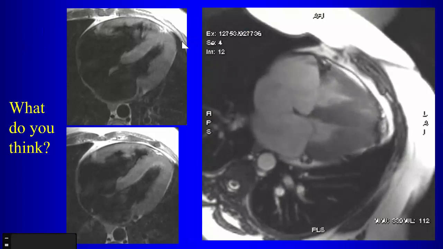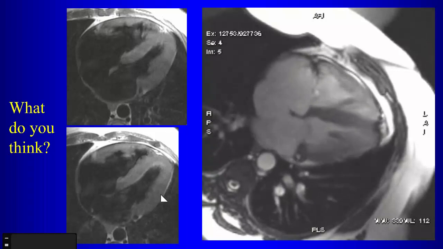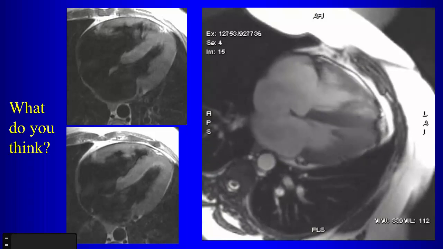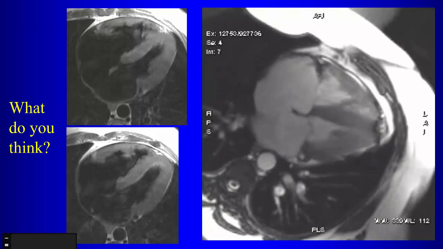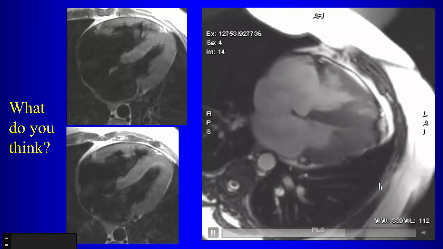What do we have here on the left? What kind of views? Yeah, these are four-chamber views. What sequence? Yeah, these are dark blood. Usually these are done with, what we covered, the pulse sequence here. What's the pulse sequence? Double inversion recovery fast spin echo, right? Here you have your bright blood imaging, right?